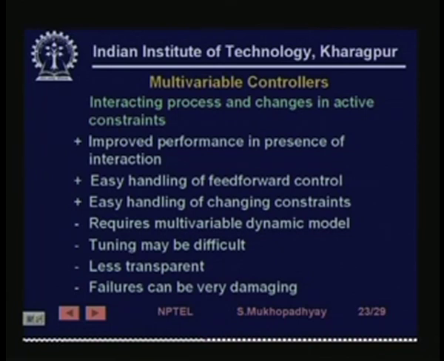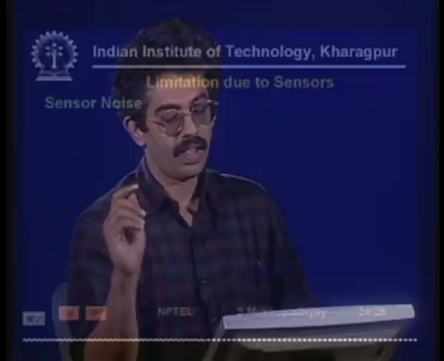What happens is that you have put all the loops now into one box. So, if that box fails, then the complete control of your process is lost. This needs to be understood, and so this could be a major reliability threat, having a multivariable controller. So, sometimes you need redundancies.